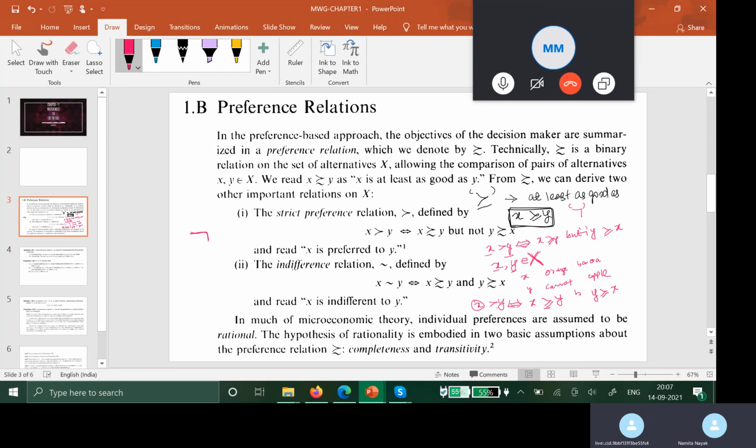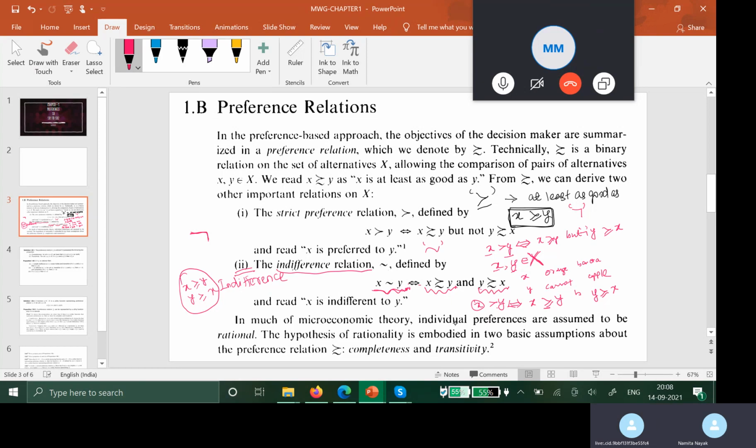So if x is at least as good as y and y is at least as good as x, then this relation is called indifference. That means the consumer is actually indifferent between x and y. He might go for x or he might go for y. So this is the second one, the indifference relation, written by this symbol. Whenever it is written, it is read as x is indifferent to y. This means x is at least as good as y and y is at least as good as x. That is why he is indifferent between whichever combination he can purchase. Are you getting my point?